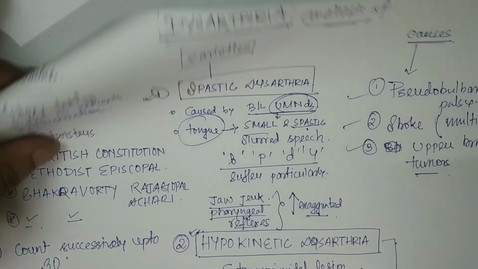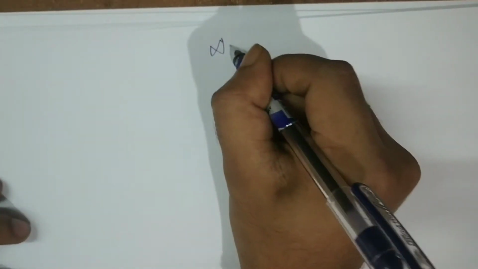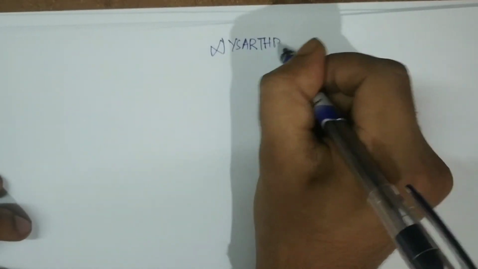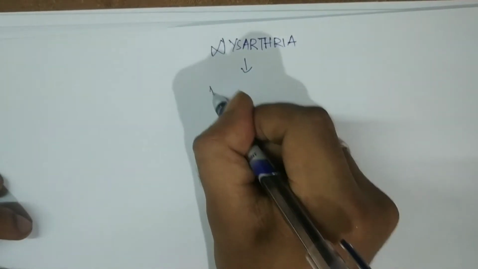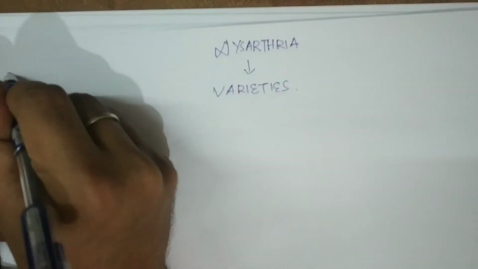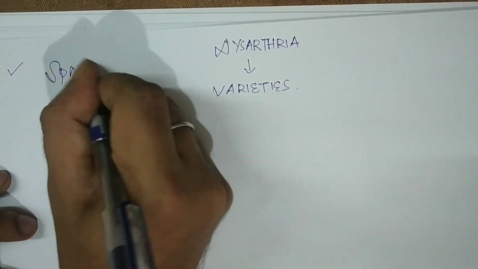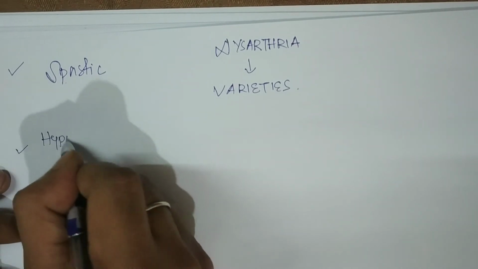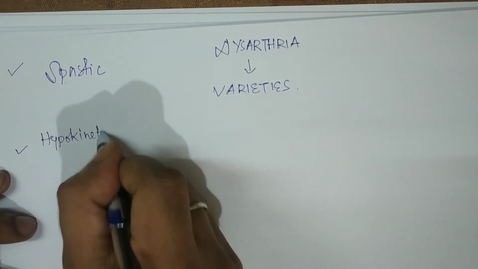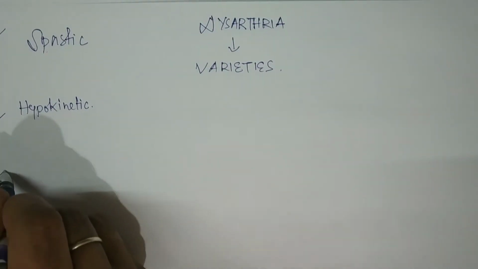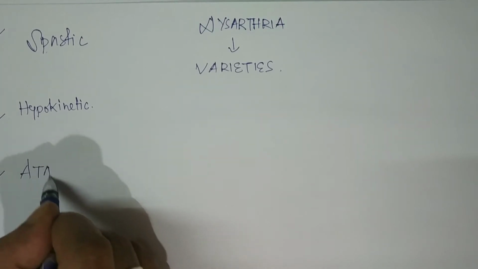So there are two more types of dysarthria varieties. We've already discussed spastic. We've already discussed hypokinetic. Now let us discuss the third variety. It is ataxic.